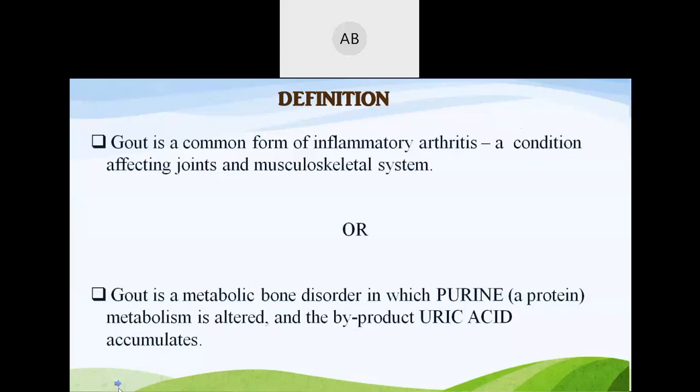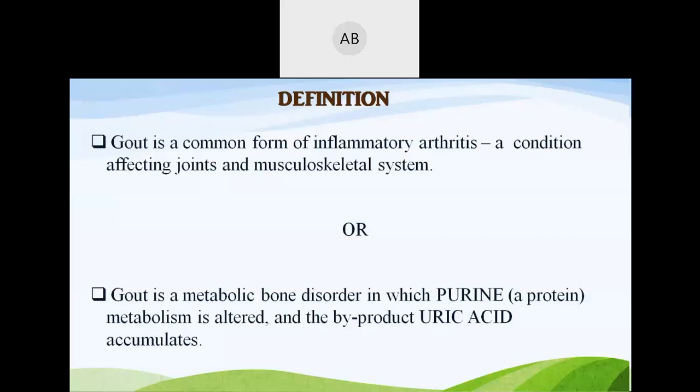So gout is a metabolic bone disease. Okay, it is a metabolic disorder where there is a problem with the purine metabolism. Because of the problem in the purine metabolism, there will be excess accumulation of uric acid. Okay, so all are already aware, uric acid usually is an excretory product, isn't it? So here uric acid will be accumulating in the body. That uric acid will result in urate crystals in the joints and all. So that is why the patient will experience pain and other clinical manifestations.